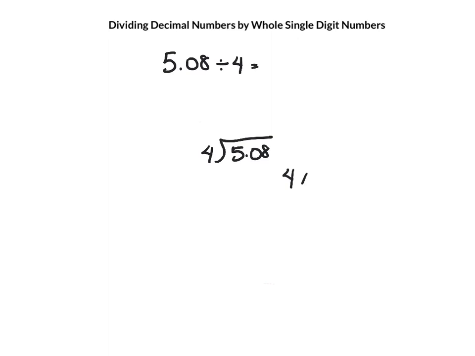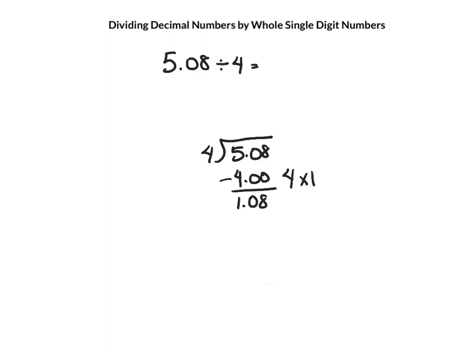4 times 1 is 4. Notice I'm putting the decimal in so that I keep track of what place value each digit is. So I'm saying 4 groups of 1, and that automatically takes away 4 from my 5 and 8/100. And I'm left with 1 and 8/100.